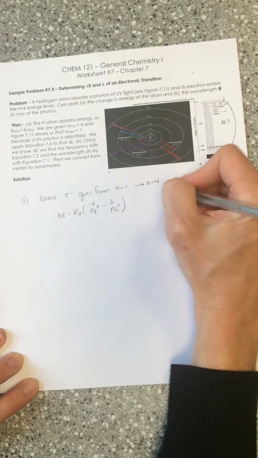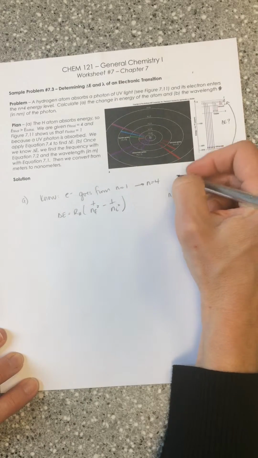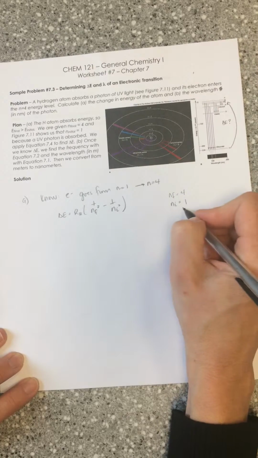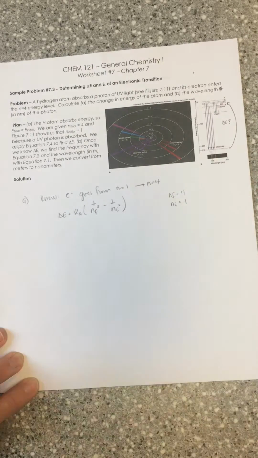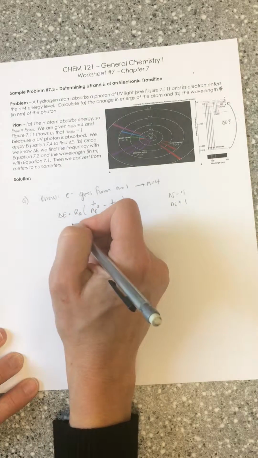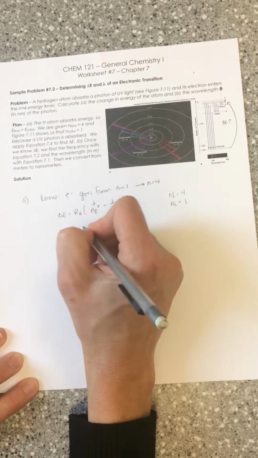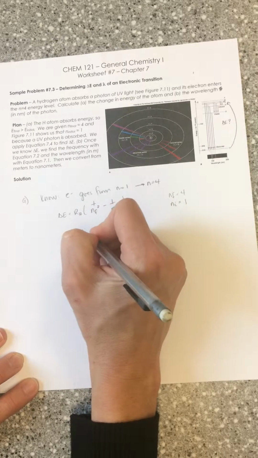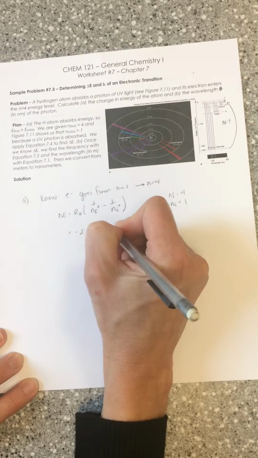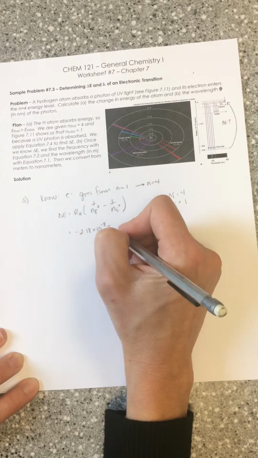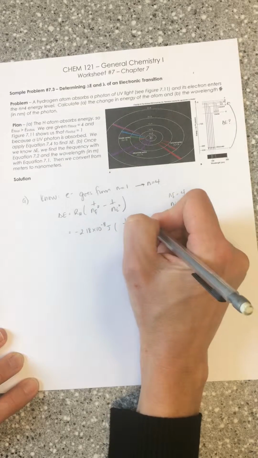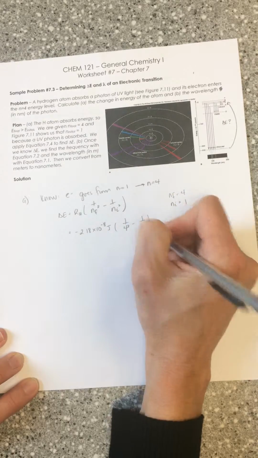Okay, so in this case, n_f is going to be equal to 4, and n_i equals 1. So initially we start out at n equals 1. We move up to energy level 4. And so when we put this into our problem here, the Rydberg constant for the hydrogen atom is minus 2.18 times 10 to the minus 18th joules. And then we're going to multiply by the difference of 1 over 4 squared minus 1 over 1 squared.